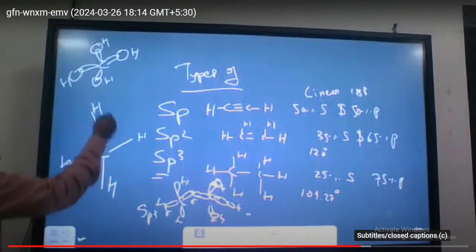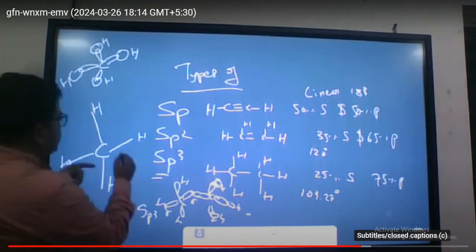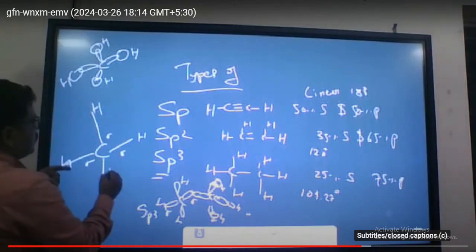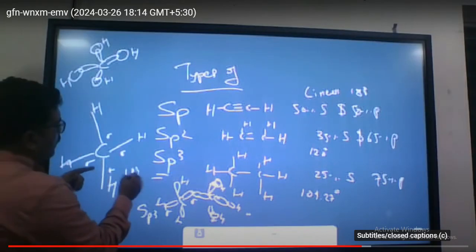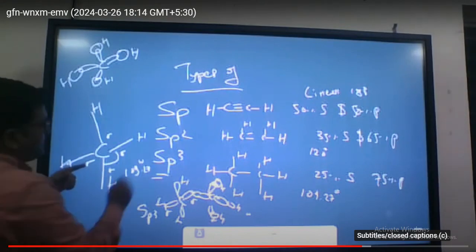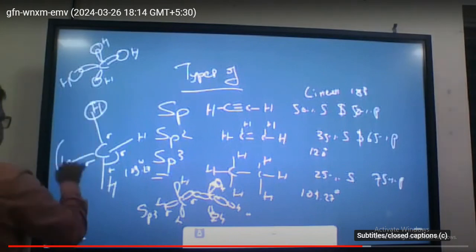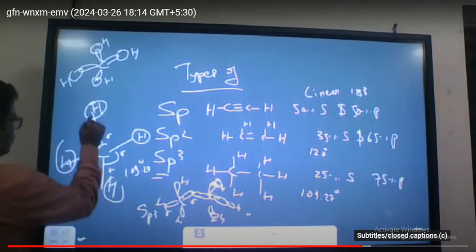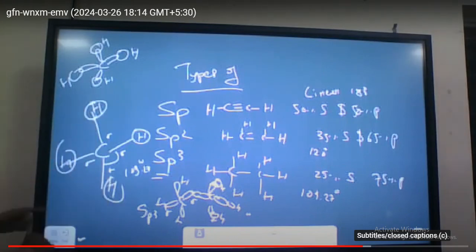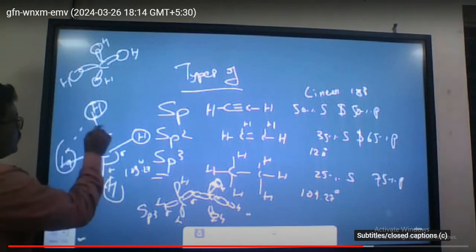Hydrogen. These are at the sideway position. That's why it is a sigma bond. So the bond angle is 109 degrees. Bond angle 109.27. These are tetrahedral. These atoms are the same. These atoms are tetrahedral. Same.